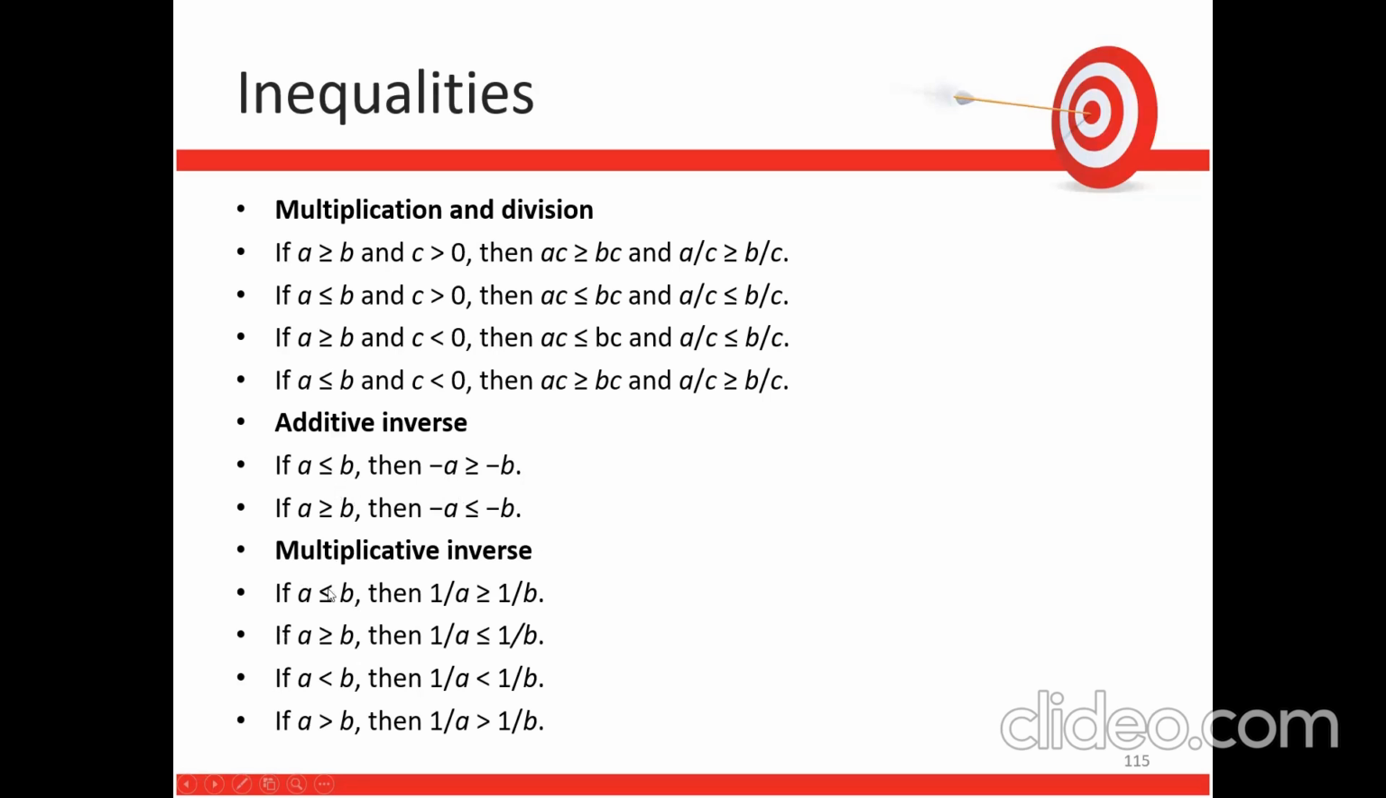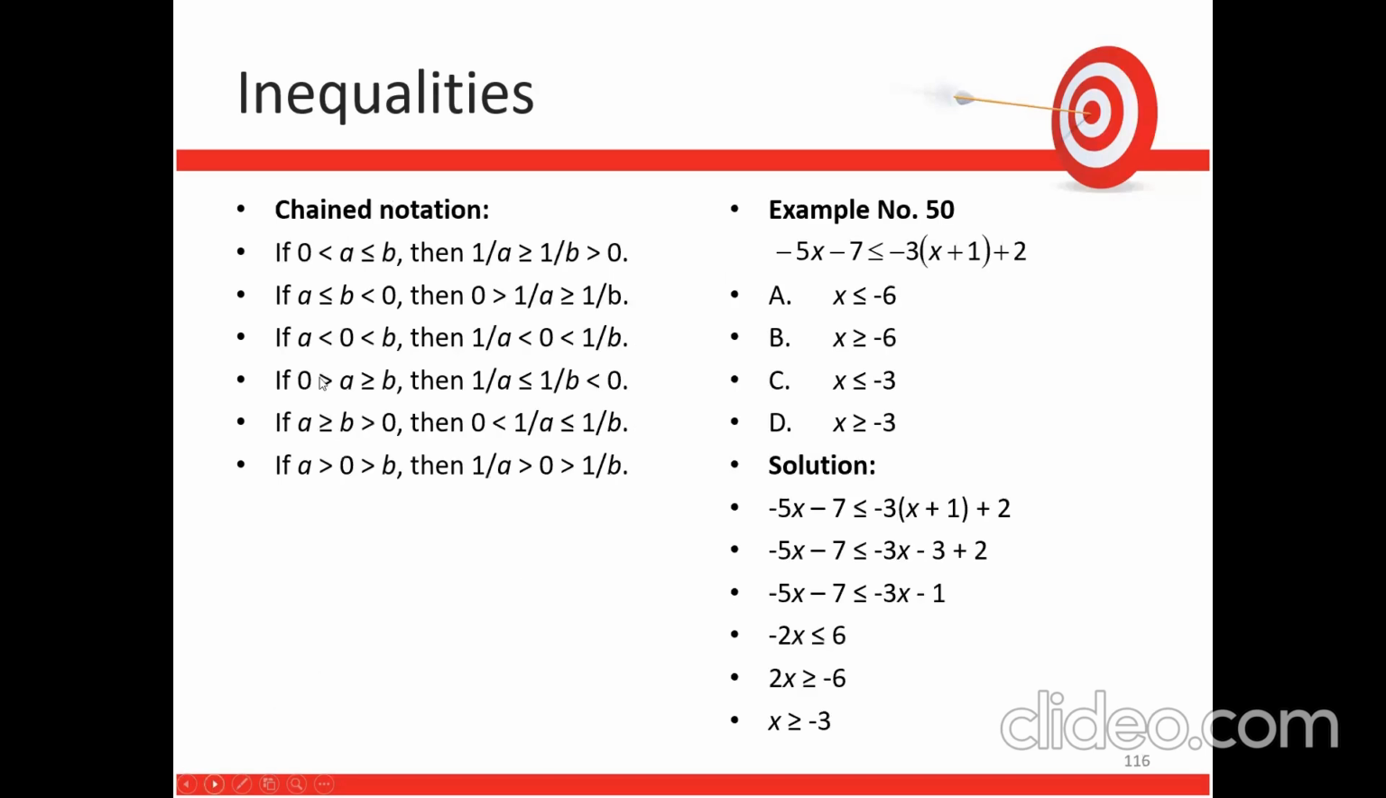Multiplicative inverse. If A is less than B, then 1 over A is greater than 1 over B. Like that. Because if this is 2 and 3, 1/2 is greater than 1/3. Okay? Chain notation. This chain notation is 0 is less than A, less than or equal to B. Then 1 over A is greater than or equal to 1 over B. Just check this.